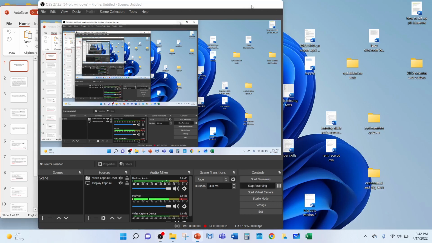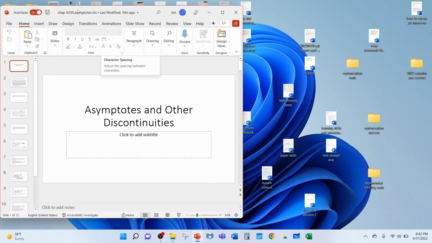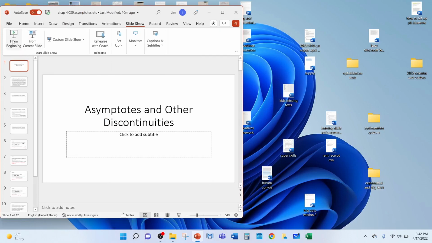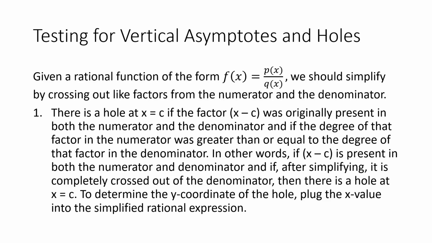In this video, we're going to talk about asymptotes and other discontinuities. If we have a rational function of the form f of x equals p of x over q of x, we can often simplify by crossing out like factors from numerator and denominator. There will be a hole at x equals c if the factor x minus c was originally present in both the numerator and denominator, and if the degree of that factor in the numerator was greater than or equal to the degree of that factor in the denominator.